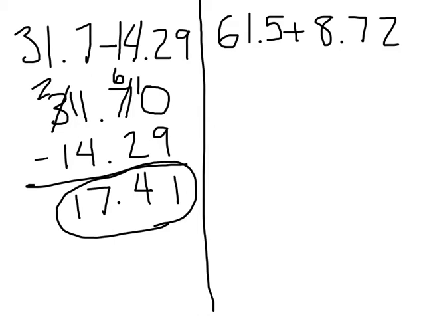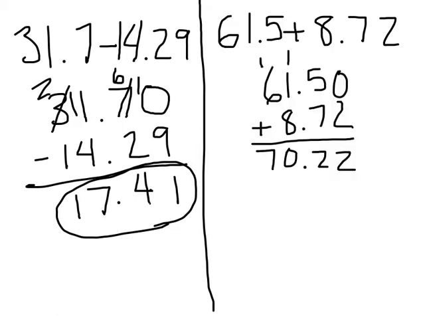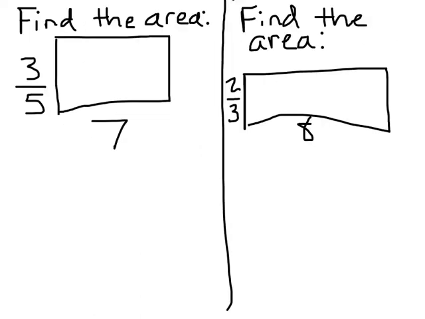Now you try one. What's 61 5/10 plus 8 72/100? Let's see how you did. I need to line up my decimals. When I do that, I can add a 0 in the hundredths place behind the 5 without changing the value of the decimal. 0 plus 2 is 2. 5 plus 7 is 12. I carry my 1. 1 plus 1 plus 8 is 10. 1 plus 6 is 7. The correct answer is 70 22/100.